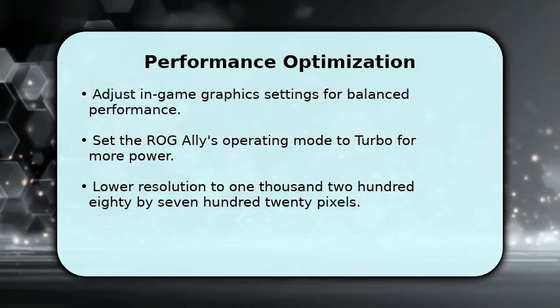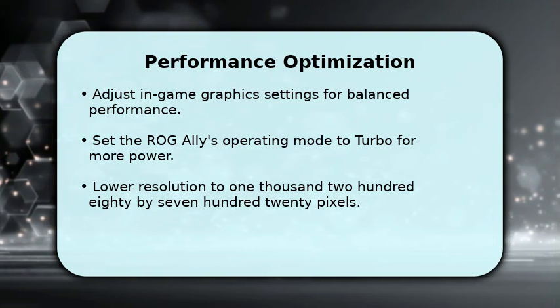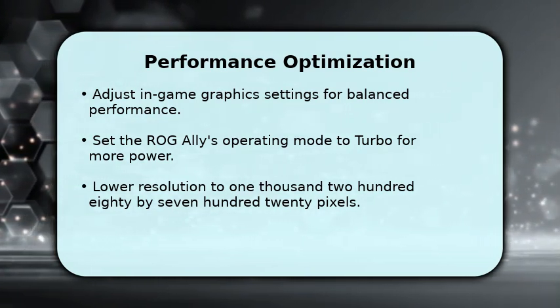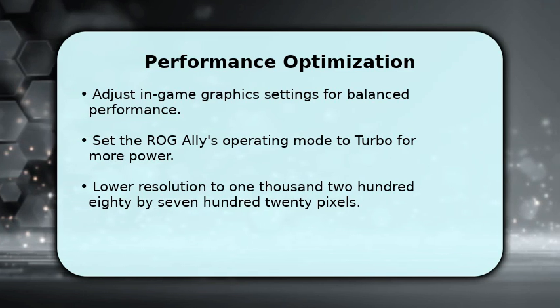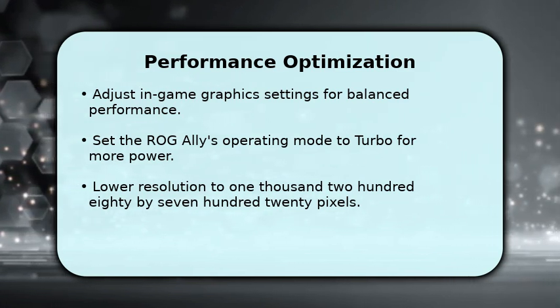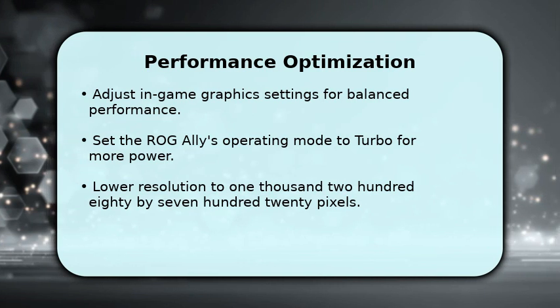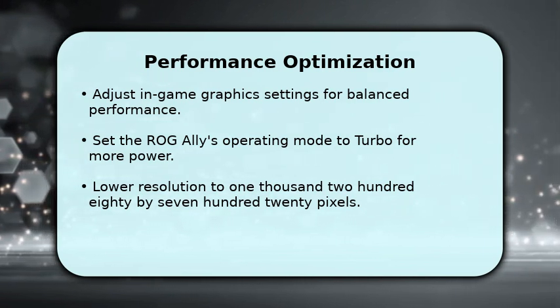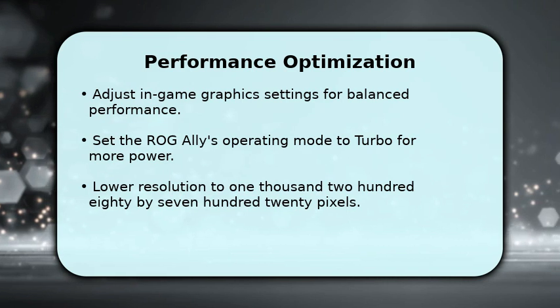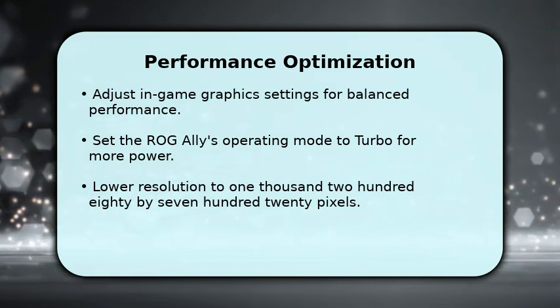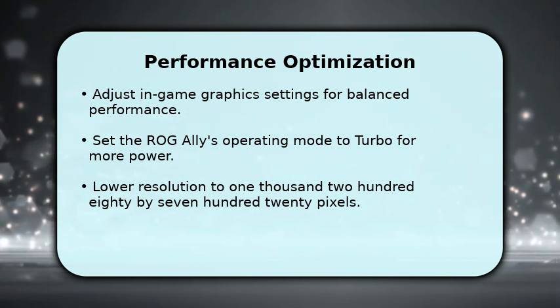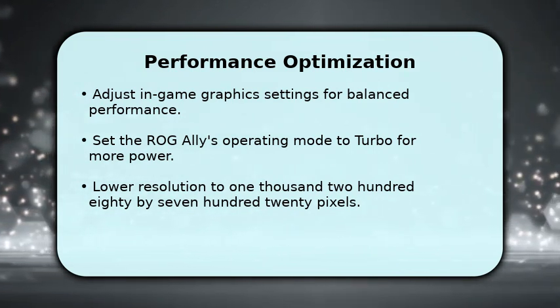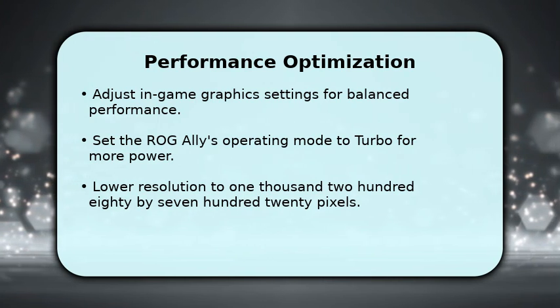To achieve smooth gameplay, optimize your settings. Within DayZ, reduce texture quality and shadow detail to medium or low. Set your ROG Ally's operating mode to turbo, which provides up to 30 watts of power. Consider lowering the in-game resolution to 1280 by 720 pixels. Disabling VSync and motion blur can also significantly improve your frame rates, offering a more responsive experience.